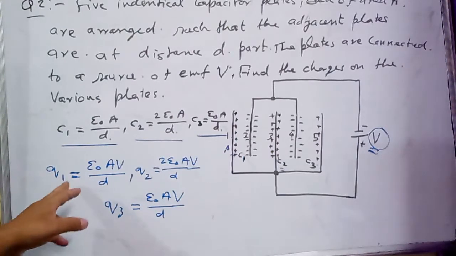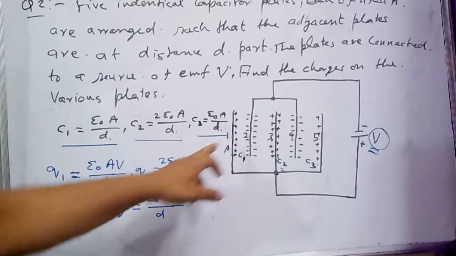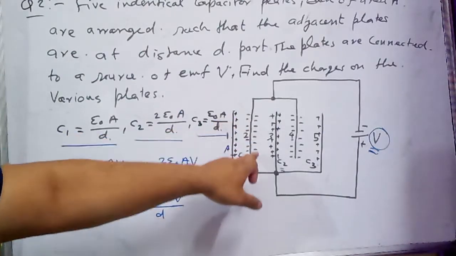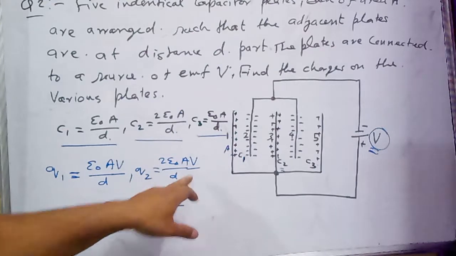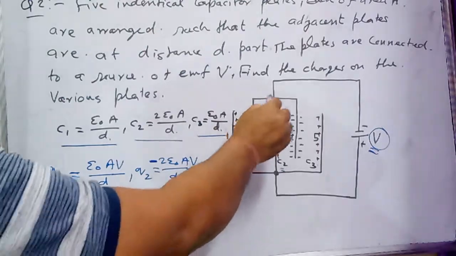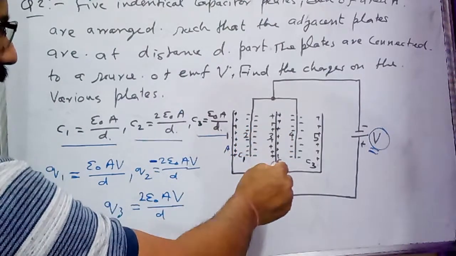So here you can see from this answer Q1 is the charge on this plate 1, that is positive. Q2, charge on this plate 2, is going to be a negative charge, as this plate is connected to the negative terminal. What about Q3? Q3, charge on plate 3, again is going to be twice epsilon naught AV divided by D, that is the charge on plate 3.